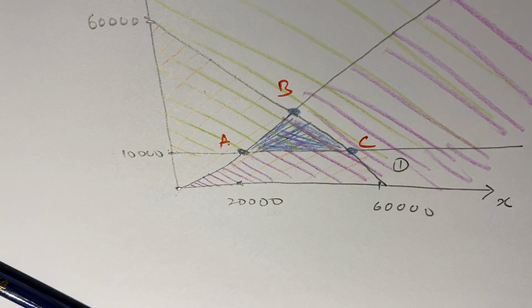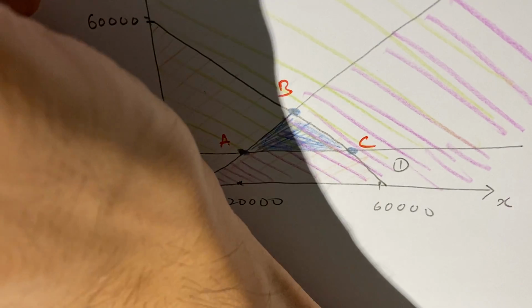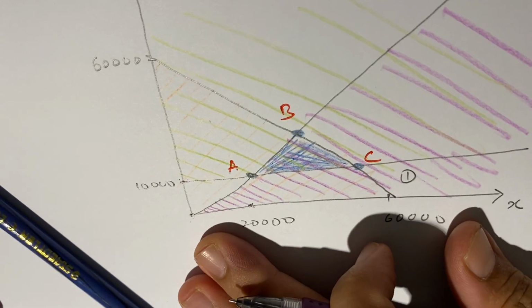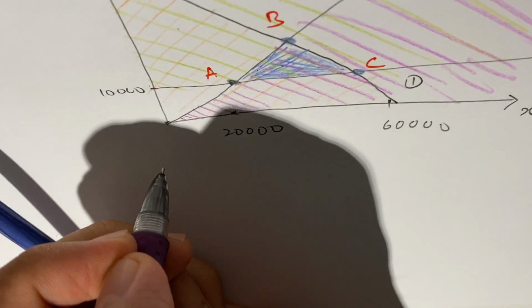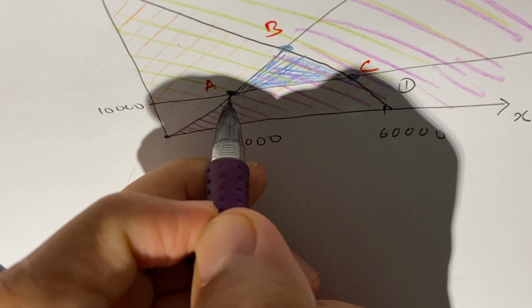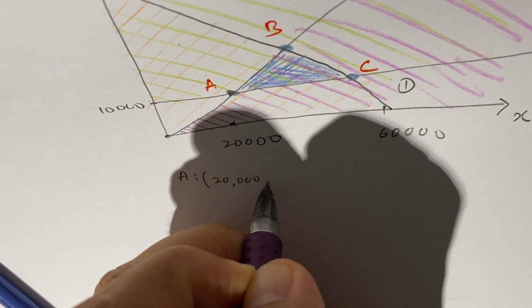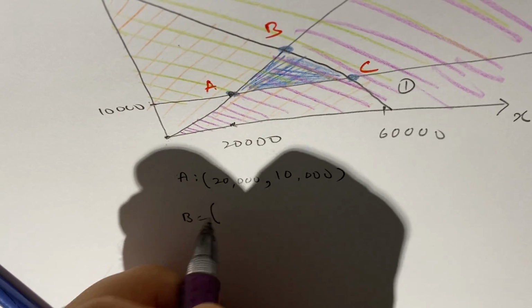So what we need to do next is to find the coordinates of these corner points. This is basically step number 3. I forgot to mention that earlier. Now in this triangle, what is the coordinate for A? A is 20,000 and 10,000. What about B? The coordinate.